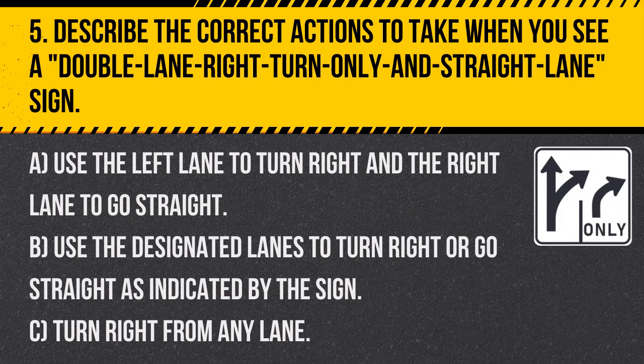Question 5. Describe the correct actions to take when you see a double-lane right turn only and straight lane sign. A. Use the left lane to turn right and the right lane to go straight. B. Use the designated lanes to turn right or go straight as indicated by the sign. C. Turn right from any lane.